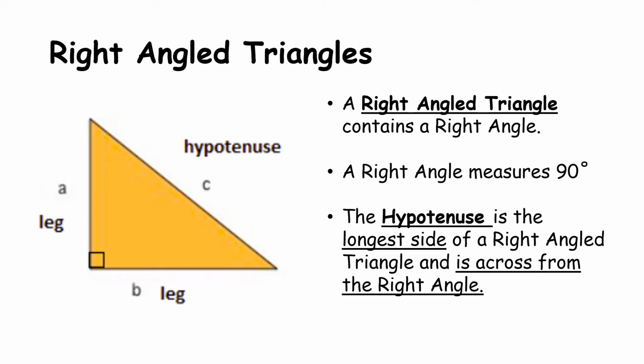A really important word that you need to know is the word hypotenuse. A hypotenuse is the longest side of a right angle triangle. Sometimes that can be difficult to spot if there's very little difference between the sides and if the triangle itself has been rotated. Another way to remember where the hypotenuse is, it's across from the right angle. So the side that is across from the right angle is always the hypotenuse.